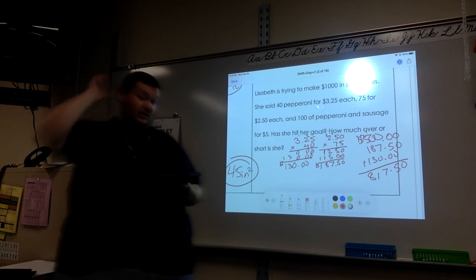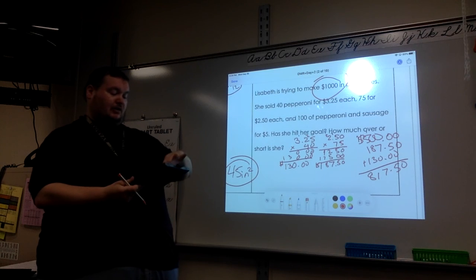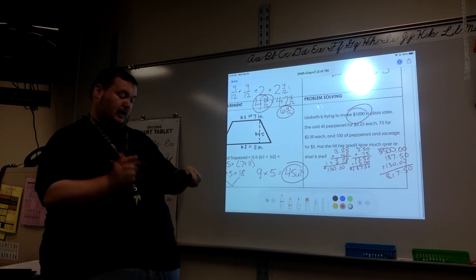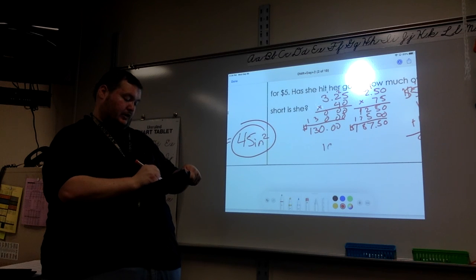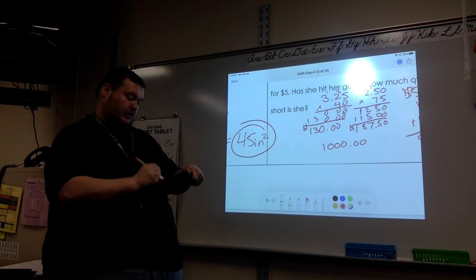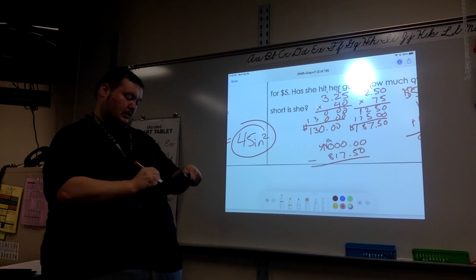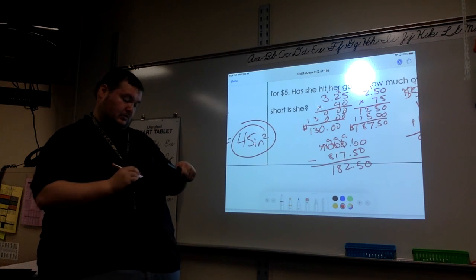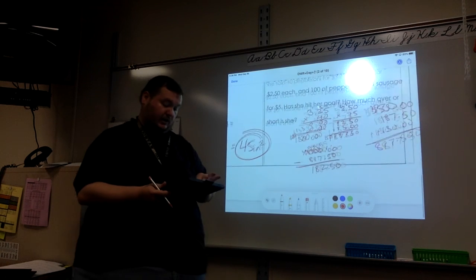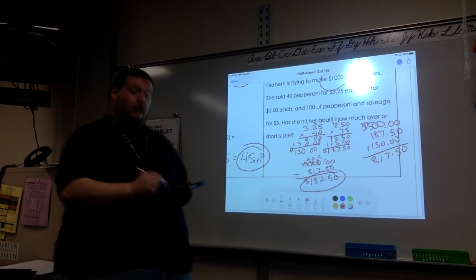She made $817.50. She did not make her $1,000. To figure out how much she is off by, you just subtract. Let me try to fit this in here. $1,000 minus $817.50. You gotta do a lot of borrowing. So she is off by $182.50. And there's our morning work for Tuesday.